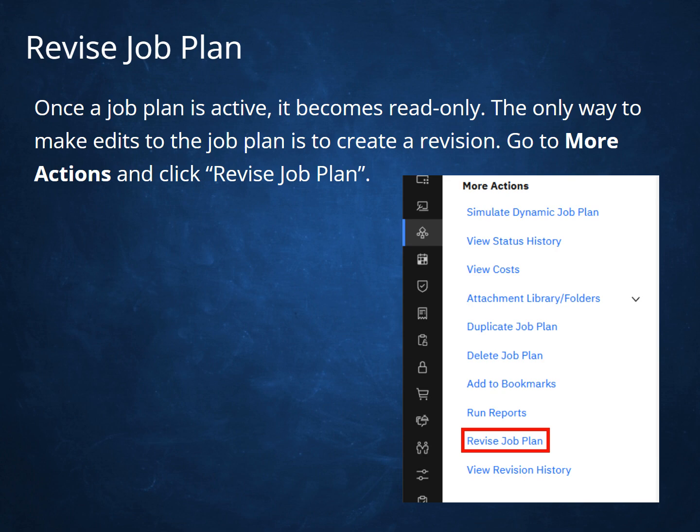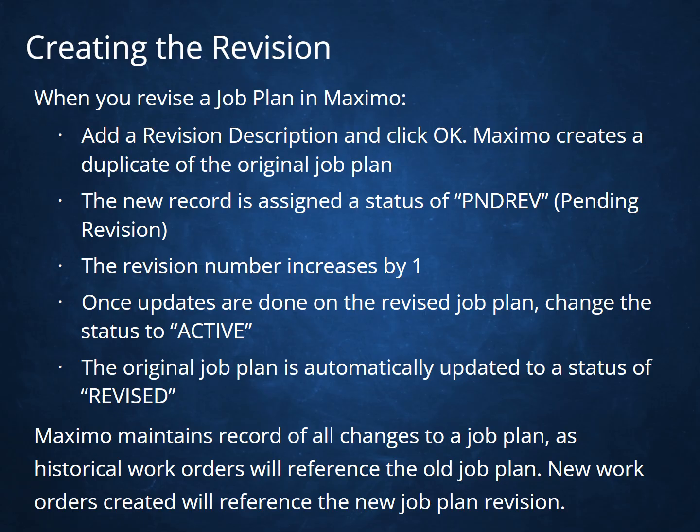Revise job plan. Once a job plan is active, it becomes read only. The only way to make edits to the job plan is to create a revision. Go to More Actions and click Revise Job Plan. Creating the revision. When you revise a job plan in Maximo, add a revision description and click OK. Maximo creates a duplicate of the original job plan.